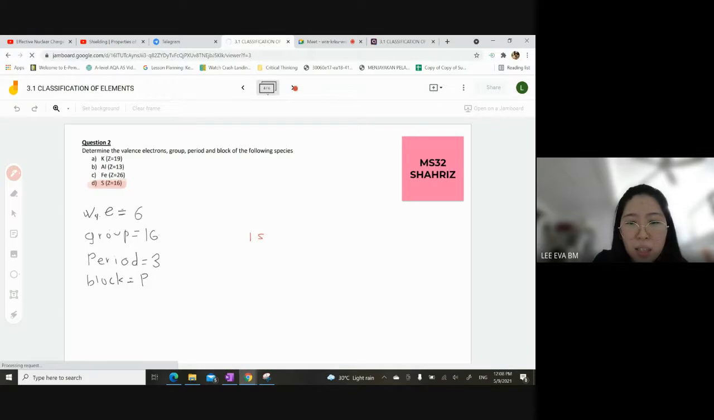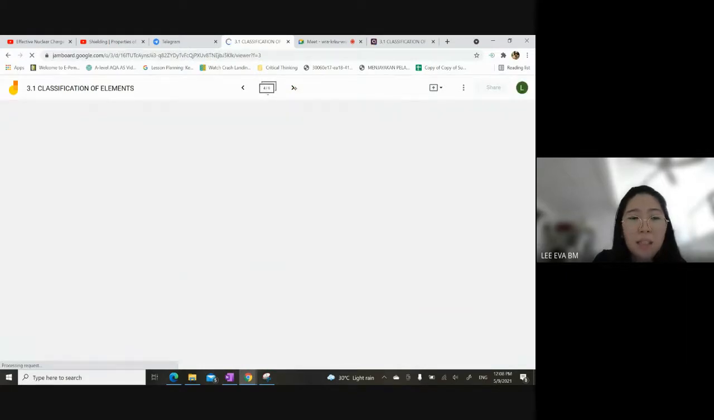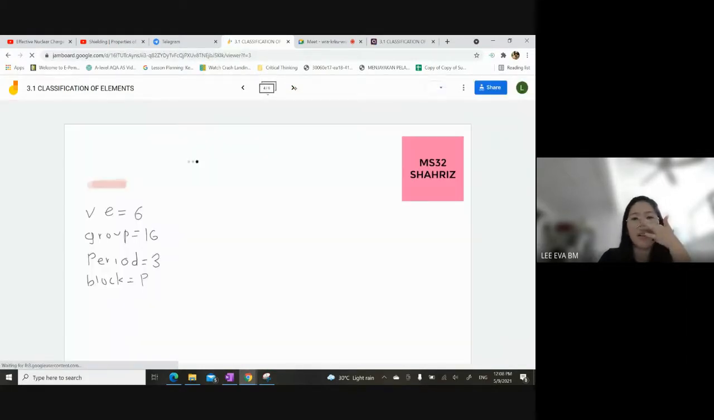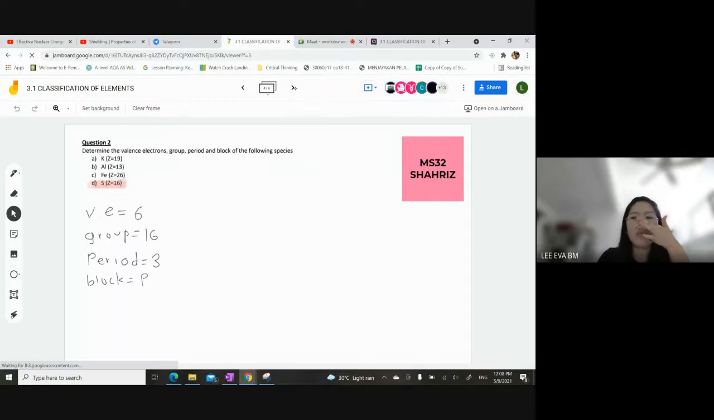Okay, kalau untuk sesiapa yang tak faham dekat sini, hold on. You need to redo the electronic configurations, whereby we have 1s2, 2s2, 2p6, 3s2, and 3p4. So in this case, take along 3s and 3p, 6 valence electron from group 16, period 3, the highest value of n, and then block P because last electron entering P block.